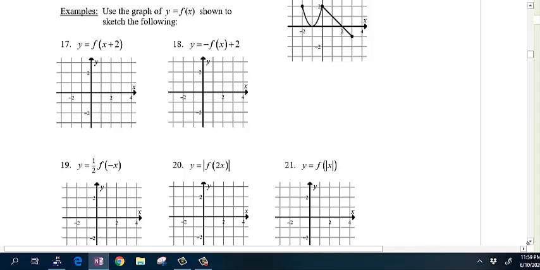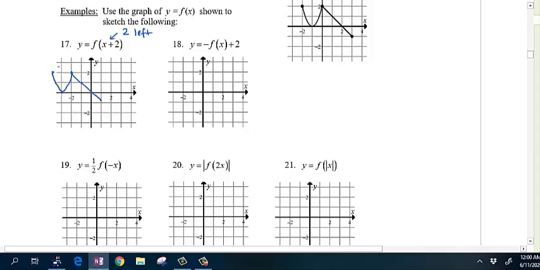So for these 5 examples, I want you to use the same function. This one shown looks like a parabola and a line. Number 17 says, what does the graph of y equals f of x plus 2 look like? Hopefully you can see that this x plus 2 represents a shift of 2 to the left. So you're taking every single point and moving it 2 to the left. 1, 2. 1, 2. So hopefully you see this.